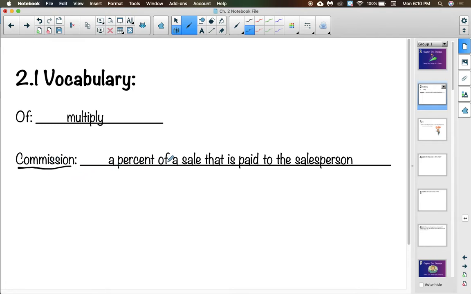Commission is a percent of, oh, look at that, of, a percent of a sale that's paid to the salesperson. So if I sold cars and I sold a car for $25,000, I don't get to keep all $25,000 because I just work for the car company. I would get a percent of that sale, and that's called commission. And if we see the word of here, of tells me that I'm going to be doing a little bit of multiplying to figure out what the commission is.